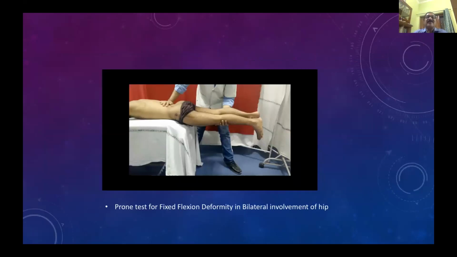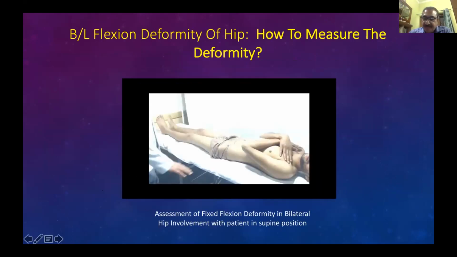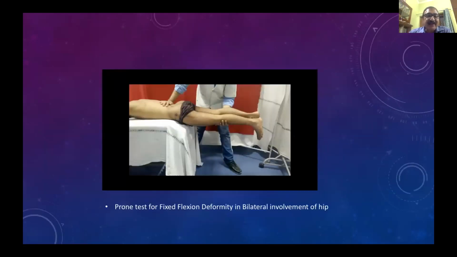Now, how to measure if a patient has a bilateral flexion deformity of the hip joint? How to measure that? This is the classical method.